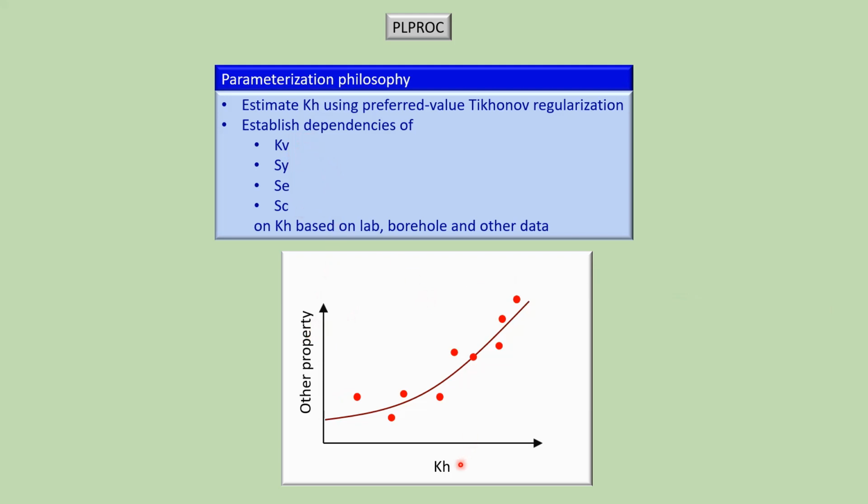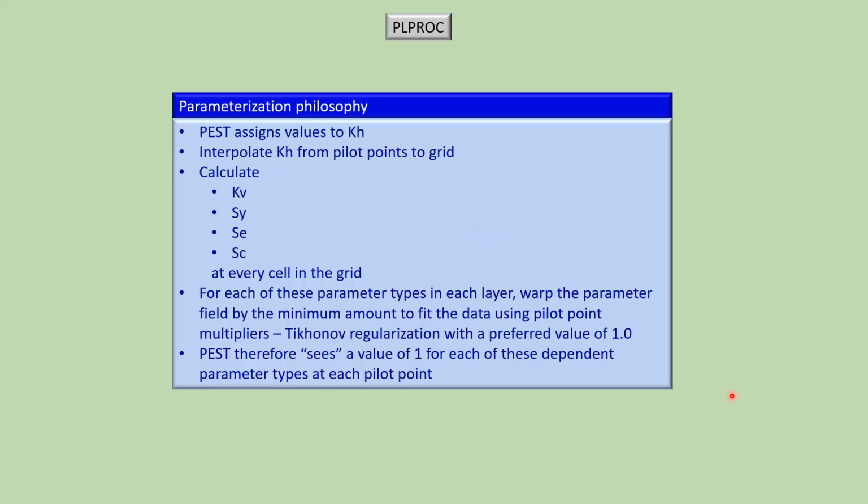So, parameterization of this model domain then became a multi-step process. It was posited that these relationships existed. The variables which governed the exact nature of these regression lines were calibration adjustable. They were adjusted during the calibration process, but preferred values were supplied for those variables. So, the first thing which PEST did then was to interpolate from KH pilot points. Well, KH values were assigned to pilot points, and these were interpolated.